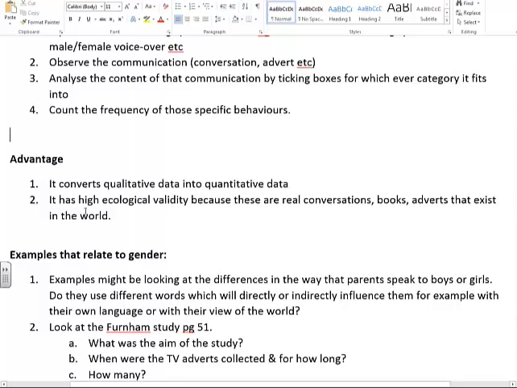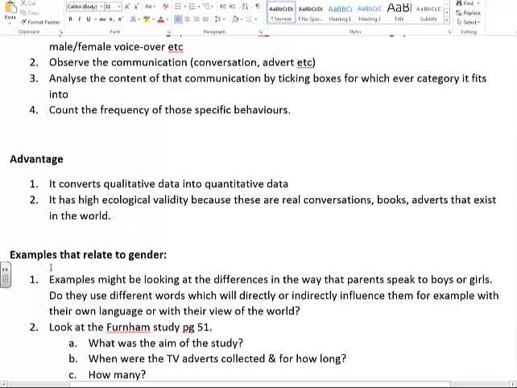The other advantage is it does give us very high ecological validity. It has high ecological validity, all right? Because if you remember, these are real conversations, they're real books, they're real adverts, they're real magazines that you're looking at. And therefore, they exist in the world, and that means it has very high ecological validity.